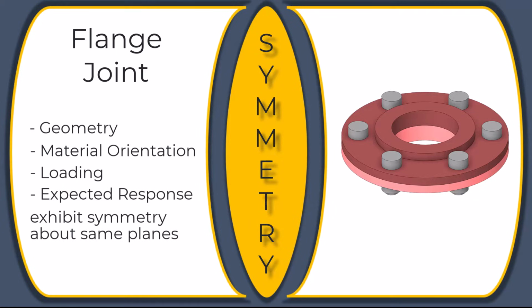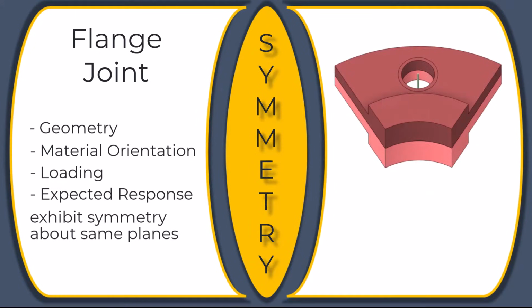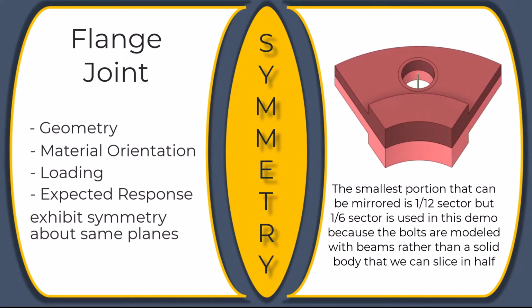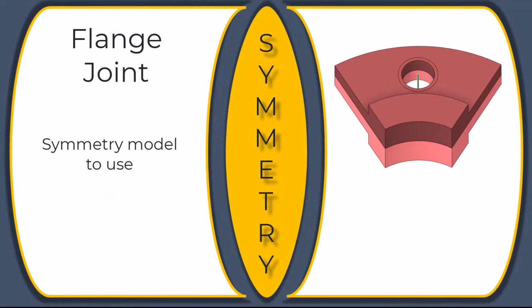Thus, we can take advantage of symmetry and model only a 1/6 sector of the full model. This will not only help to reduce the analysis runtime and memory requirements, but also get more accurate results. To model this 1/6 sector of the joint as a symmetric model, we could make use of the cyclic symmetry region.